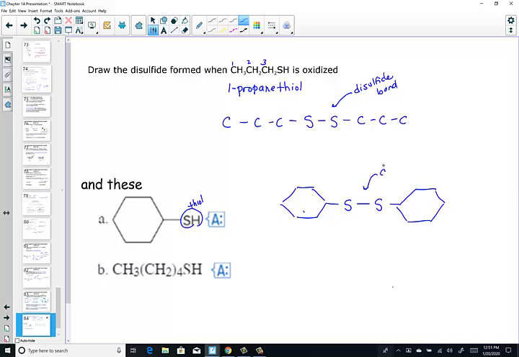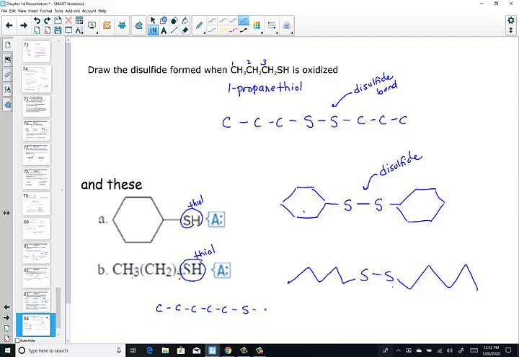So I'm forming the disulfide through a process called oxidation. So here I have a thiol group. There are five carbons in that chain. 1, 2, 3, 4, 5, leading to a sulfur, going back out to 1, 2, 3, 4, 5 carbons. So you'd have five carbons, S bonded to S, and then five more carbons. We're forming a disulfide bond through oxidation.